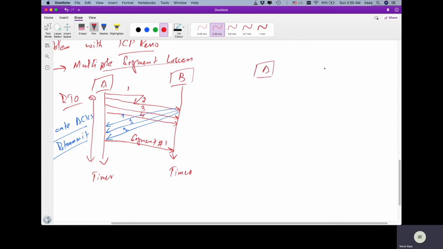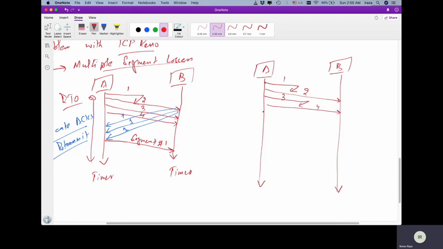But let's assume another scenario where we have multiple segment losses. So we have a machine A, and then a machine B, and this is the timeline increasing downwards, and it transmits segment number 1. Segment number 1 is lost. Then it transmits segment number 2, received; segment number 3, lost; segment number 4, received; segment number 5, received; and let's assume segment number 6 is lost. So this is a case where we have multiple segment losses, right? We are not losing a single segment. Segment number 1 is lost, segment number 3 is lost, segment number 6 is lost.